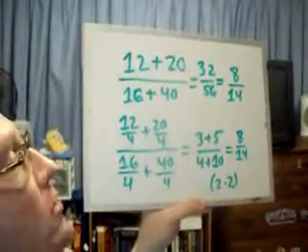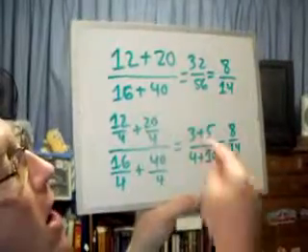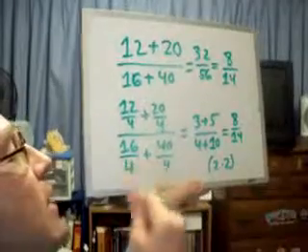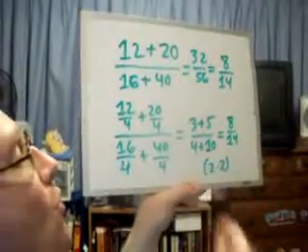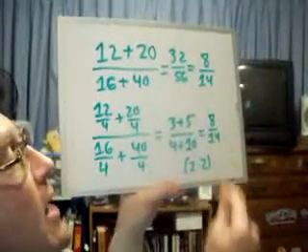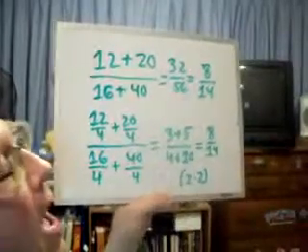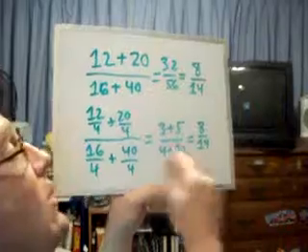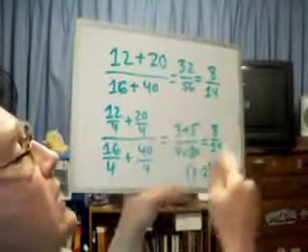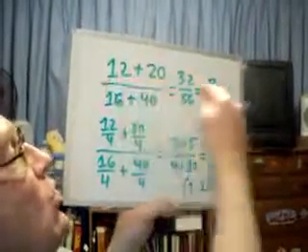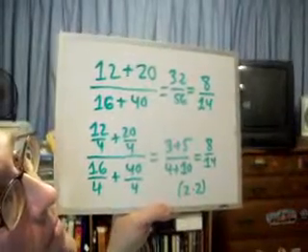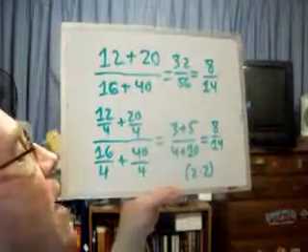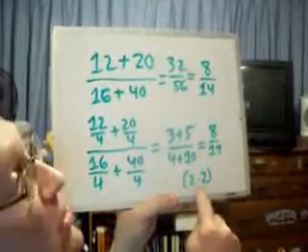Now, it makes absolutely no difference if you divide every one of these terms by 4. Let me show you how that works. Well, what's 12 divided by 4? It's 3. What's 20 divided by 4? It's 5. What's 16 divided by 4? It's 4. What's 40 divided by 4? That's 10. Well, what's 3 plus 5? Well, that's 8. What's 4 plus 10? That's 14. As you can see, doing this is the same result as doing this. Same thing.